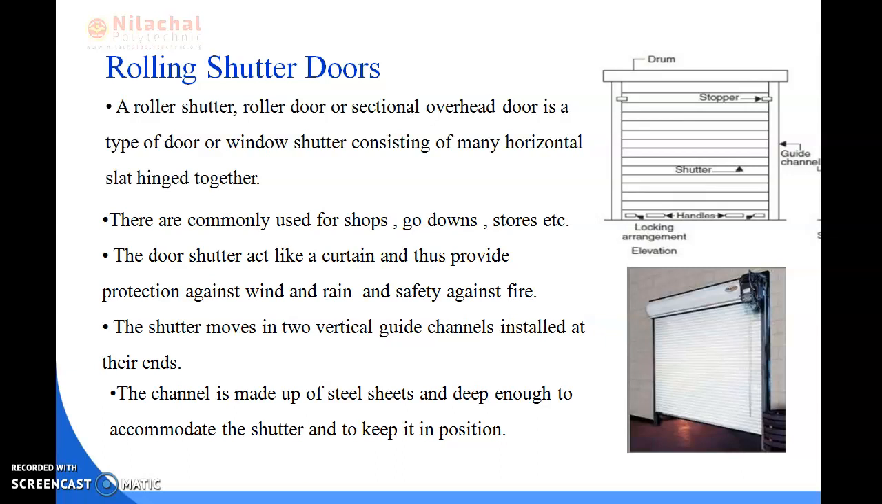The channels are made up of steel sheets and deep enough to accommodate the shutter and keep it in position. So we use these doors in shops, godowns, stores. These doors mainly provide protection against wind and rain and safety against fire. You can see these doors, these are the shutters. It is made up of steel sheets and is deep enough to accommodate the shutter and keep it in position. So this is all about rolling shutter doors.